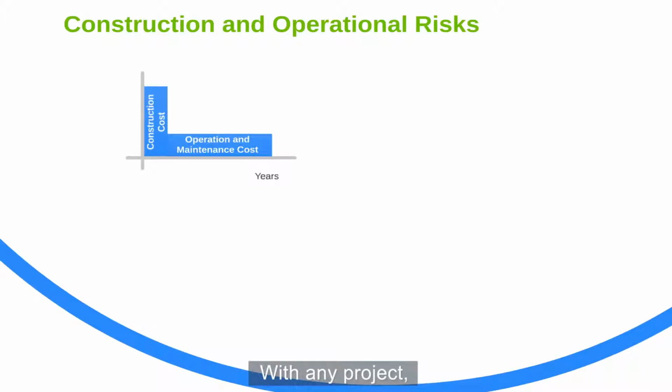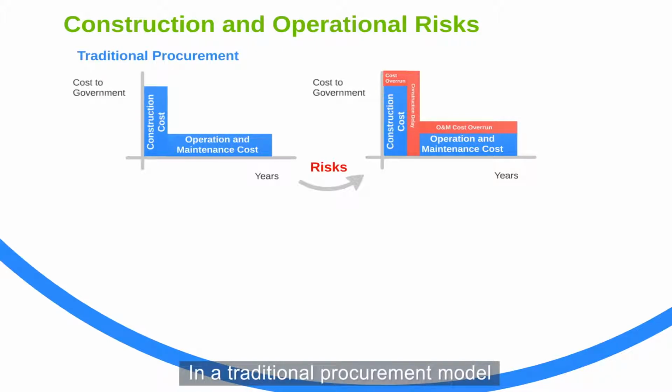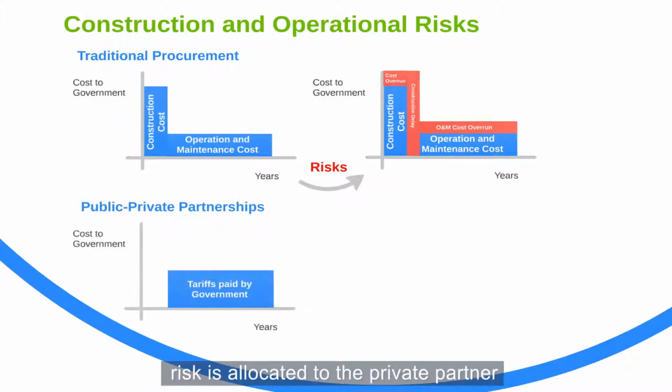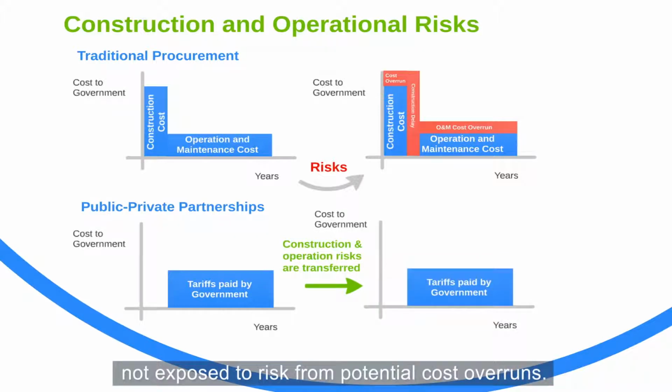With any project, there is always a risk that construction and operation costs may exceed the estimated budget. In a traditional procurement model, that financial risk is placed solely on the shoulders of the government entity. In a PPP project model, risk is allocated to the private partner, charged with undertaking the construction and operation. This means that in a PPP, the public sector is not exposed to risk from potential cost overruns.